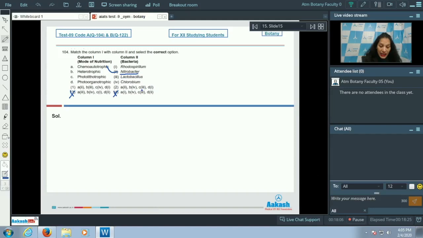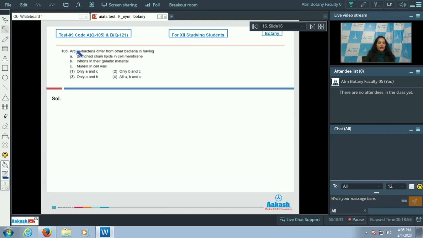Now B, heterotrophic mode of nutrition. Lactobacillus, the curd making bacteria, shows heterotrophic mode of nutrition. So B matches with third. Option number 2 is also ruled out. Photolithotrophic or the photoautotrophic mode of nutrition is shown by Chlorobium. And photoorganotrophic is shown by Rhodospirillum. So the correct option for the given question is option number 1.